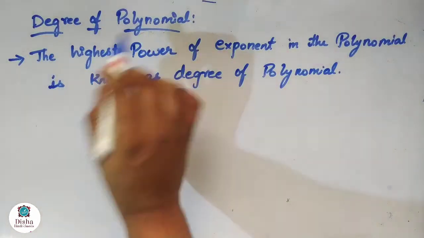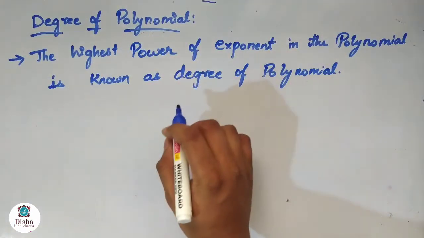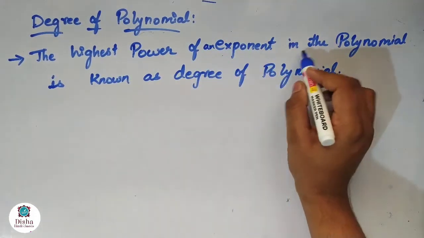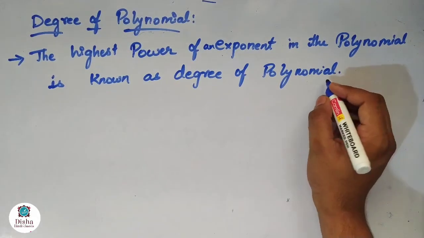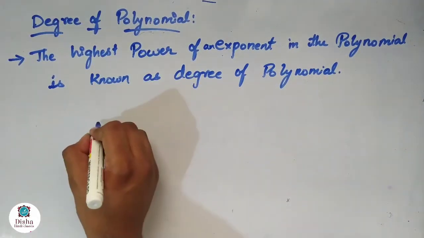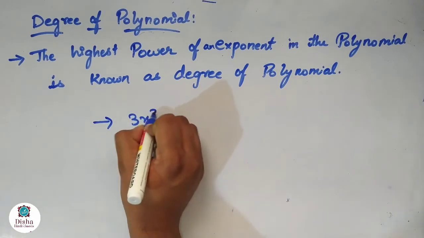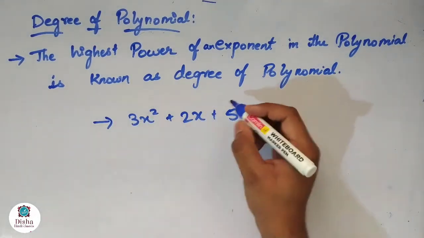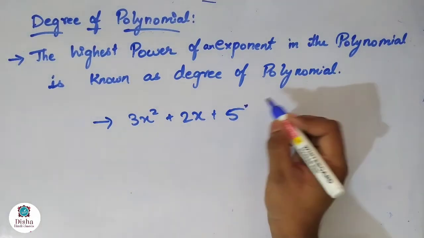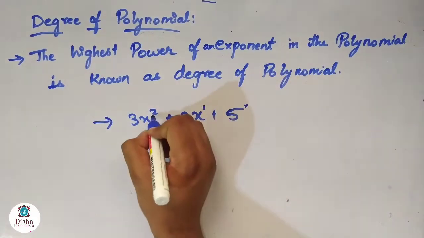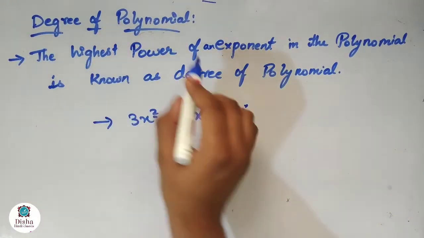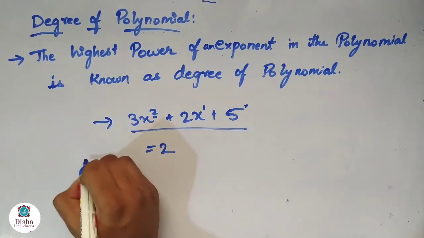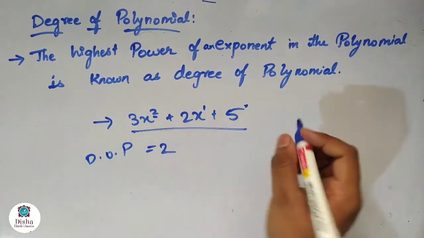So now we will see the degree of a polynomial. What is meant by the degree of a polynomial? The highest power of an exponent in the polynomial is known as the degree of the polynomial. Let us take a polynomial 3x square plus 2x plus 5. Here the powers are 2, 1 and 0. So the degree of this polynomial will be 2.